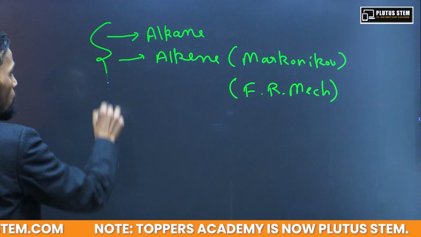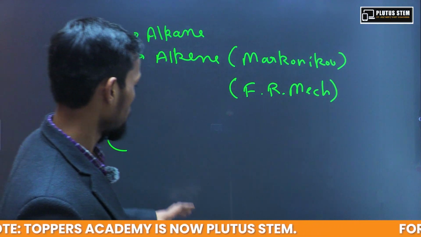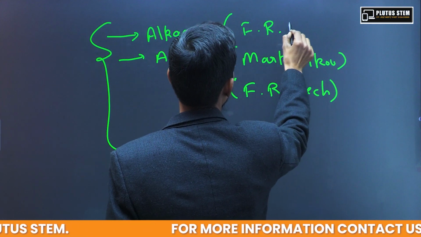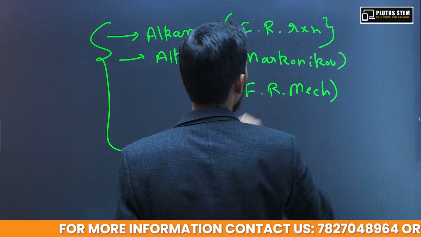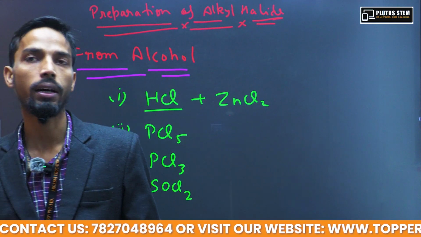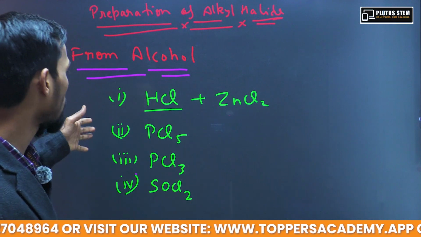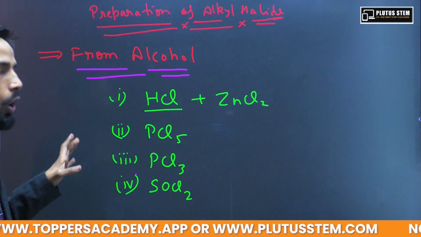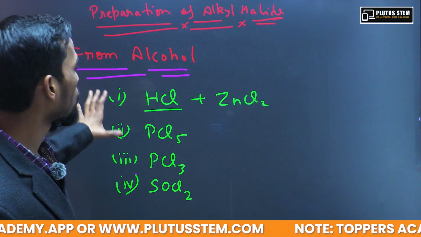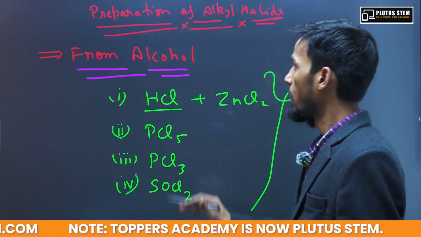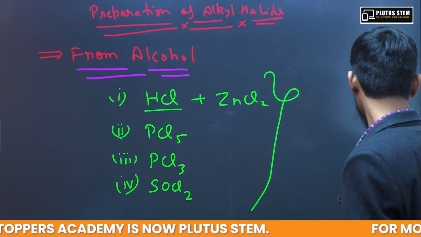And today we are going to discuss a reaction that is also a free radical reaction. All this has been covered in quite some detail in the previous videos. Those who haven't watched them can go through the previous videos. Today we are going to discuss these four important reactions from alcohol to alkyl halide.